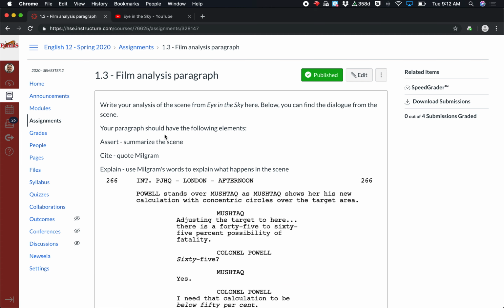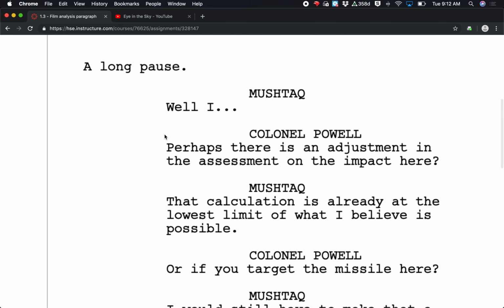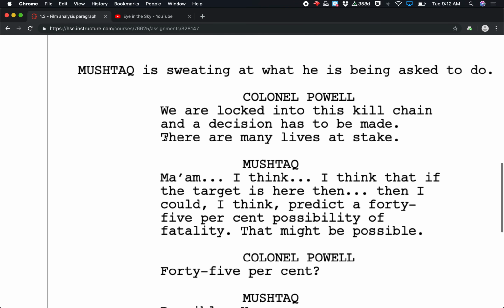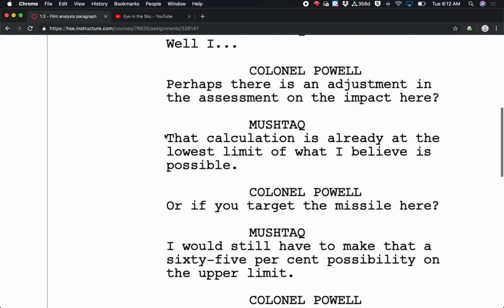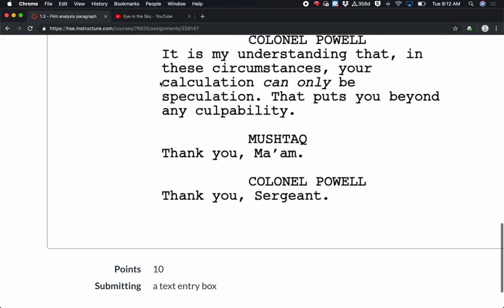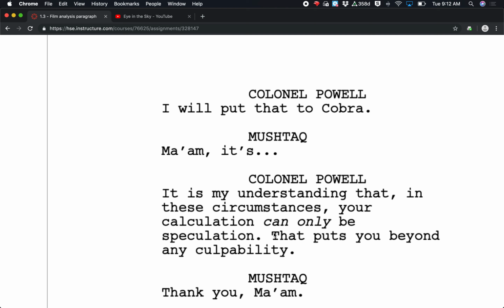1.3, I tell you what you should do, and then I have the script here. It's not 100% accurate. This is an early version of the script for the film, but I have screenshots of this scene. And instead of analyzing physical presence and body language, you're going to analyze that line about, you know, that puts you beyond any culpability. Any questions? All right. I'm going to stop talking so you can write. Ready, set, go.